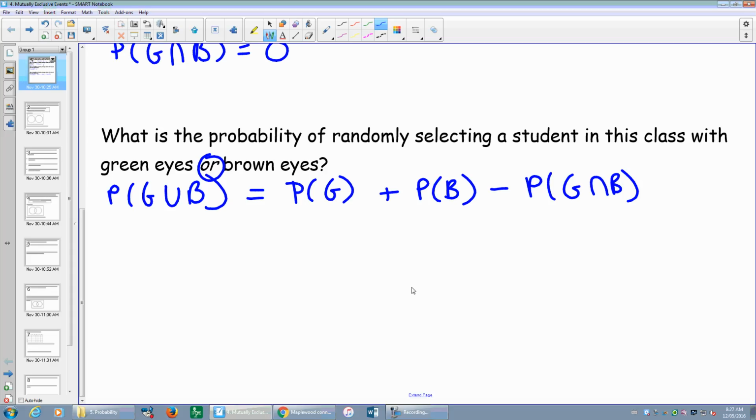So the probability of green was what, Scott? 1/6. And the probability of blue was what, Powell? 7/12, minus the probability of green and blue, which is 0. And what do I get when I add those two up? David? Yep. So you have a 9 in 12 chance of selecting someone that has green eyes or brown eyes. Any questions with that?